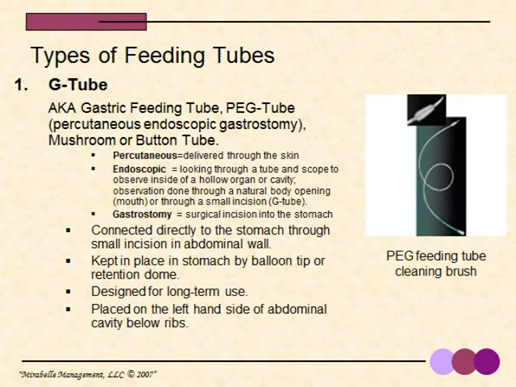The G-tube is connected directly to the patient's stomach through a small incision made in the abdominal wall structure. It is about a 20-minute procedure where the patient is sedated. The tube is kept within the stomach either by a balloon on its tip, which can be deflated, or by something like a retention dome, which is wider than the tract of the tube. This kind of feeding tube is designed for long-term tube feeding, and its placement is generally on the left-hand side of the abdominal cavity, slightly below the ribs.